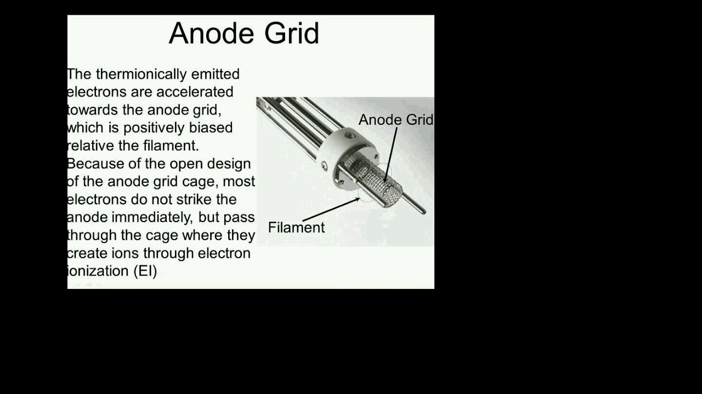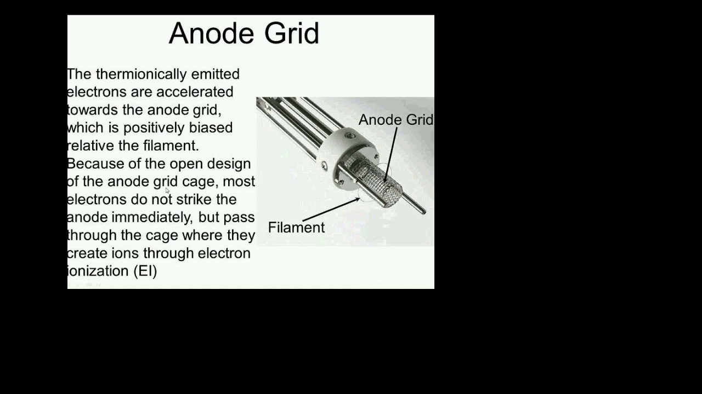The second component of the ionizer is the anode grid. The bottom line here is, as we said before, the filament is incandescent, it's emitting electrons. The electrons are accelerated into the anode grid, and that's where the ions are formed. As the electrons go through, they typically undergo a few passes through the anode grid, and eventually they hit a wire and they go away.